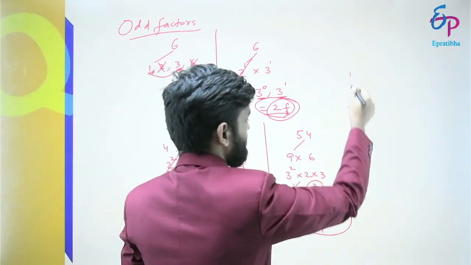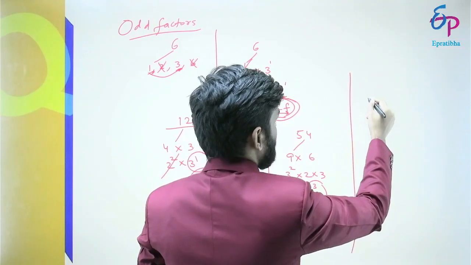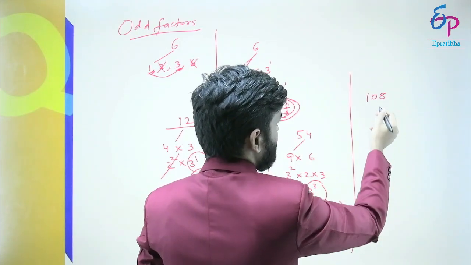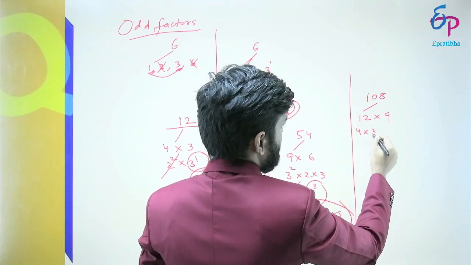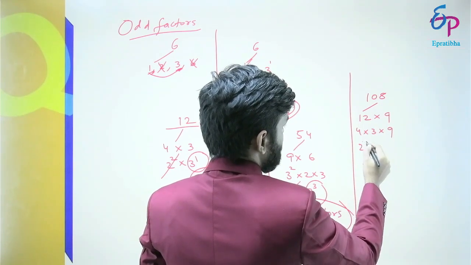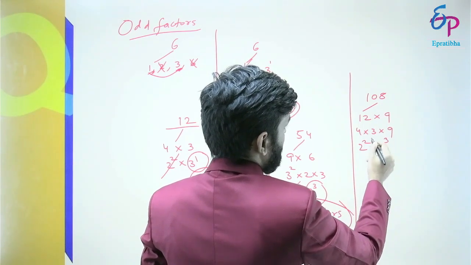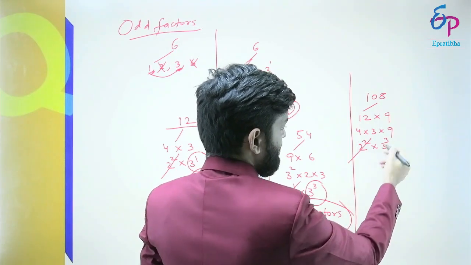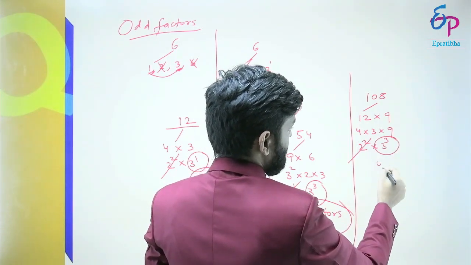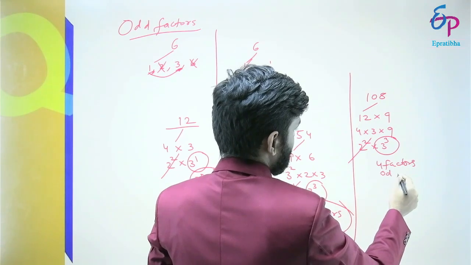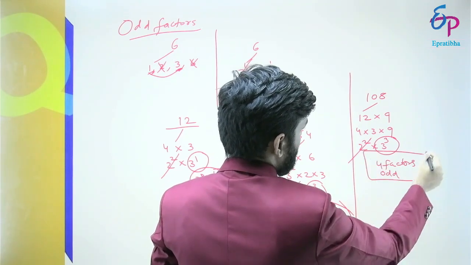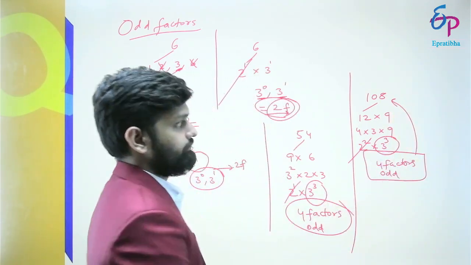So we'll take one 3-digit number and we'll see what the even factors are. 108, if we take, this is 12 nines, this is 4 into 3 into 9, this is 2 square into 3 cube. So how many factors are there? 4 factors are there again. 4 odd factors are there for the number 108. Clear?